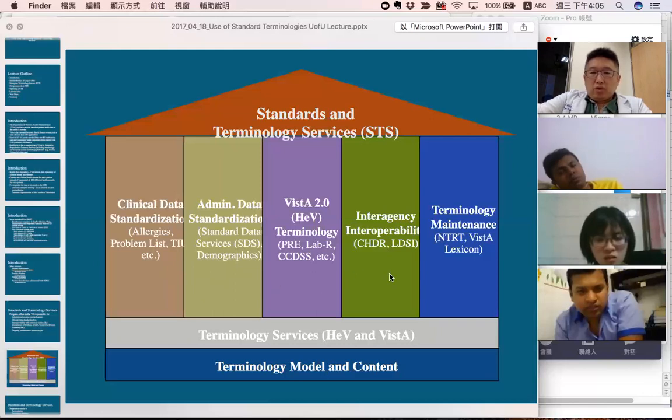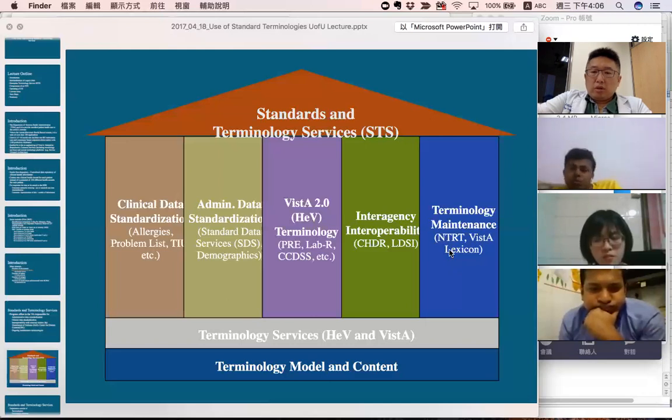Then we need to do the interoperability with other subsystems like the HDR, clinical health information dictionary, then the LDS, I'm not quite sure about this. Then the terminology maintenance, because I think in the previous lecture I talked about LOINC. We all know that currently SNOMED, LOINC, ICD are still actively developed. I think ICD is the best example for that.